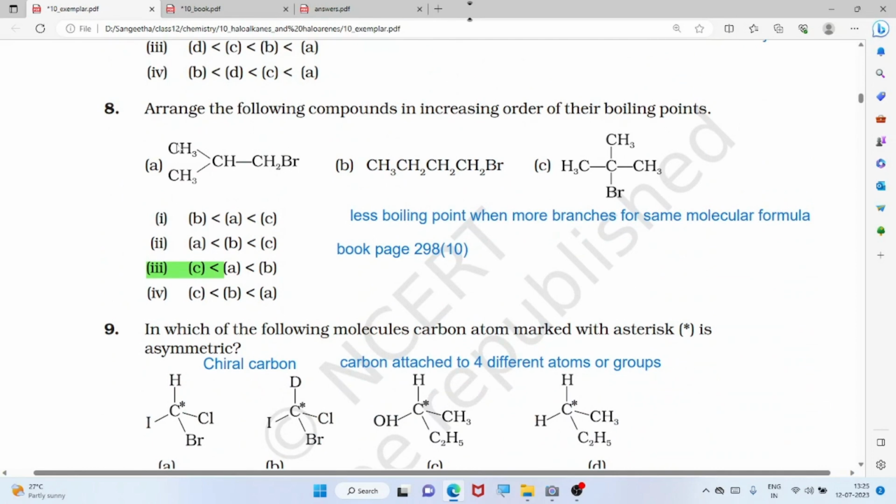Arrange the following compounds in the increasing order of their boiling points. Boiling point is lower when there are more branches for the same molecular formula. These all have the same molecular formula, but this one has more branches, so it will have the lower boiling point. C is less than A, and this one has the highest boiling point because there is no branch here.